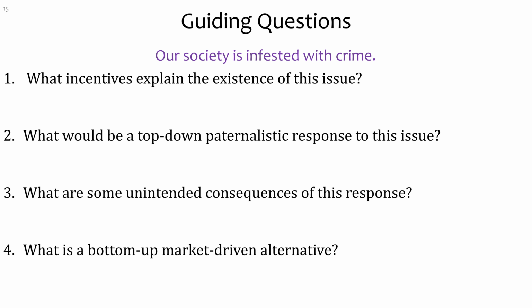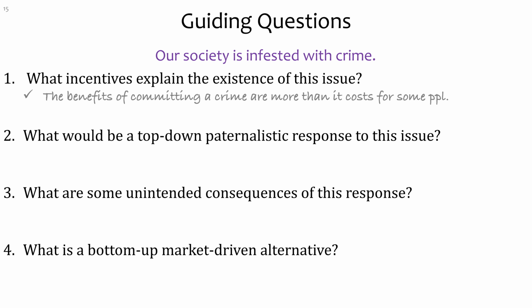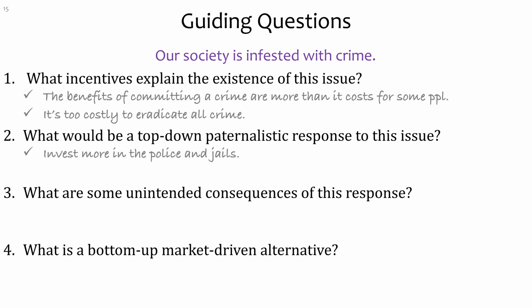I'll also show you a sample student answer just to give you an idea. So these are answers which I approve of. I think they're pretty advanced. So for the incentives, you could say that it's a matter of benefit versus the cost, and that the cost of eradicating all crime would be too much. A top-down approach would be more investment in police and jails, or increasing fines and durations of imprisonment.